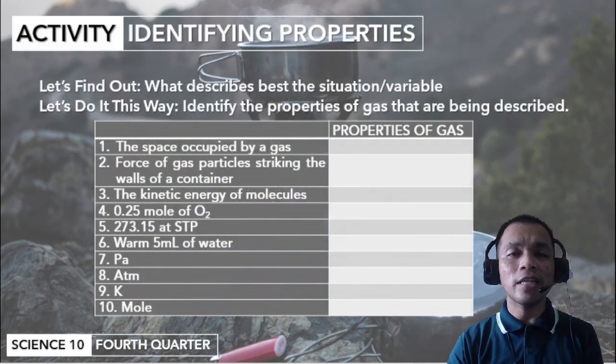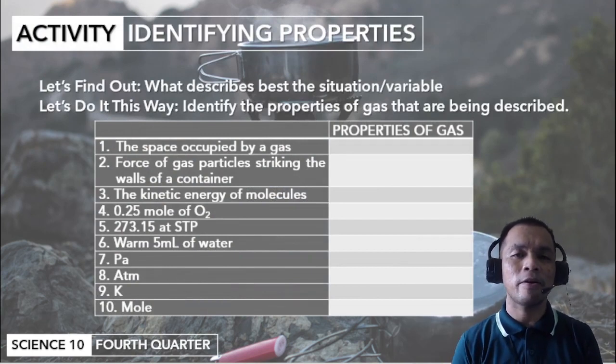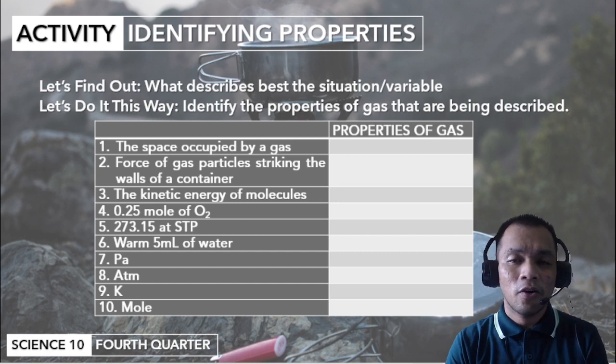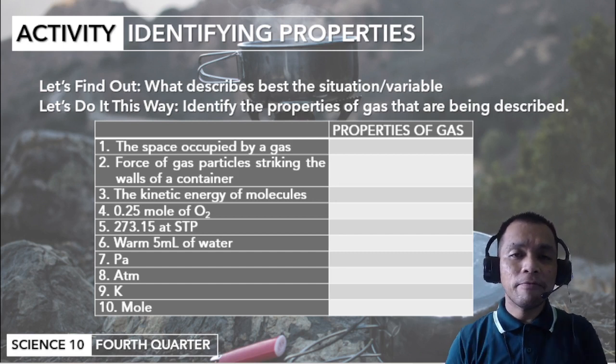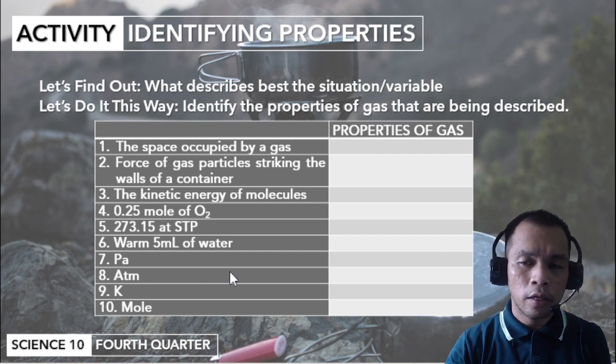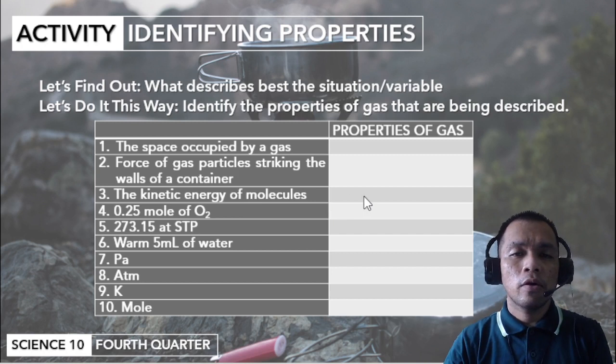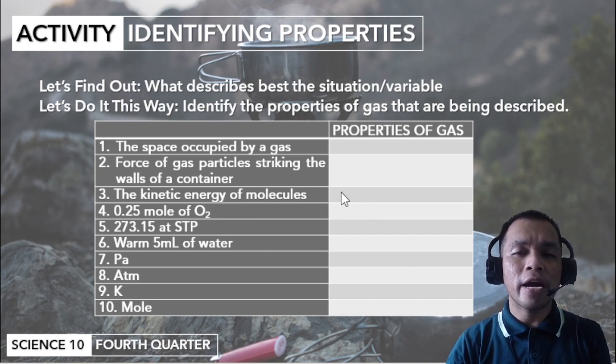Now let us have a quick review of the different properties of a gas. Identify the properties of a gas that are being described. Let's go to the first one. The space occupied by a gas. What property is described here? Anyone?